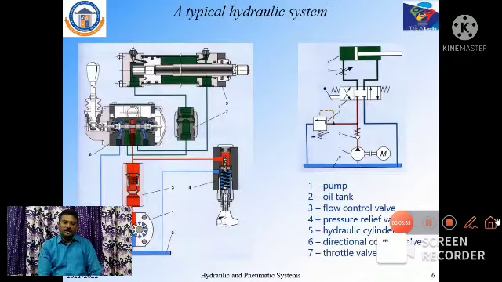In the typical hydraulic system diagram, the main components are the pump, oil tank, flow control valve, pressure relief valves, hydraulic cylinders, direction control valve, and throttle valves. These are the basic things of a hydraulic system. We will see next, one by one, what these components are and how they function.